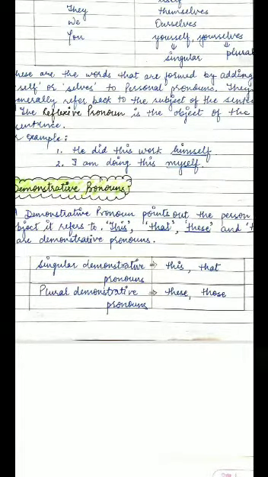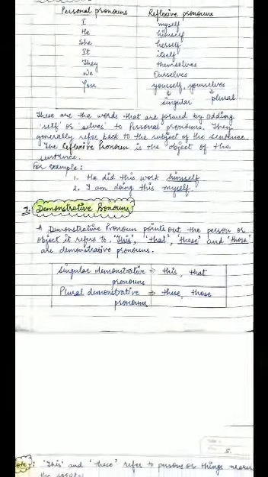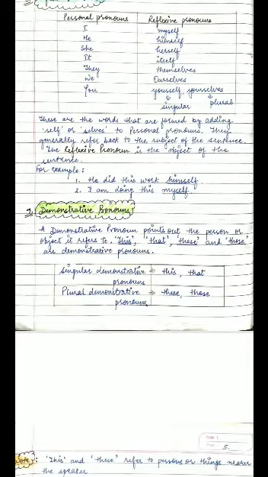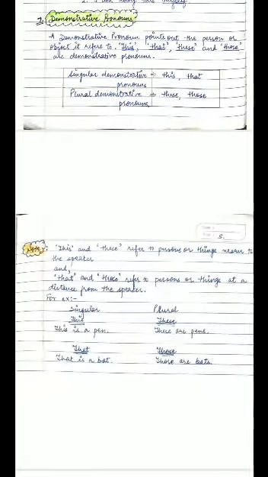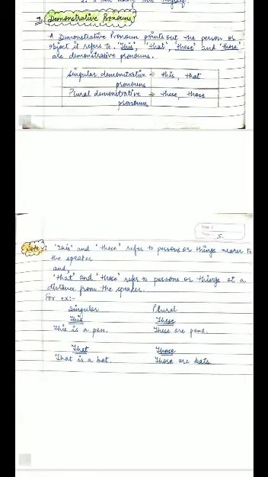Singular demonstrative pronouns are this and that. Plural demonstrative pronouns are these and those. Let's understand with the help of examples. This and these refer to persons or things nearer to the speaker. And that and those refer to persons or things at a distance from the speaker.